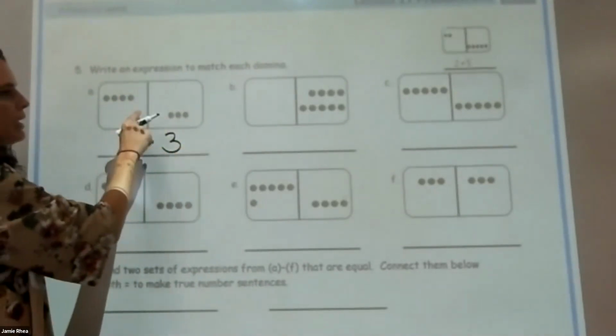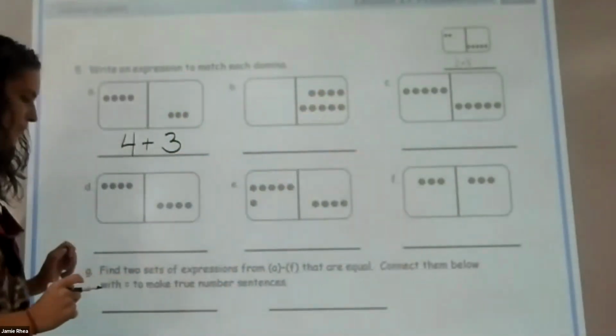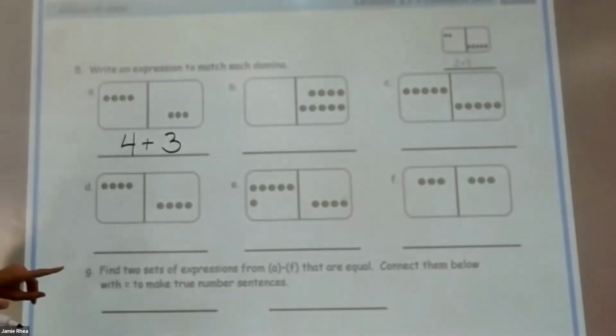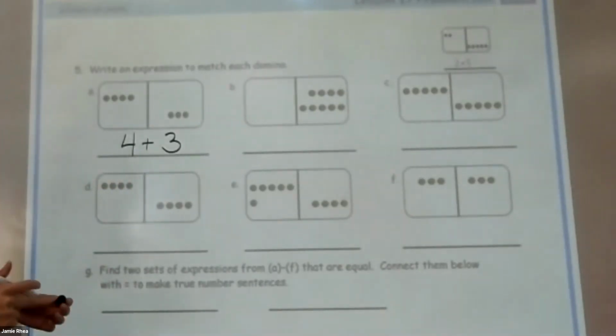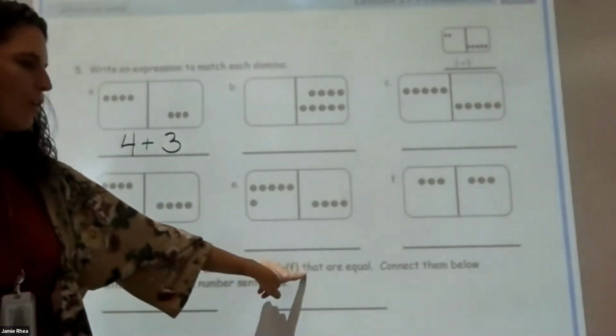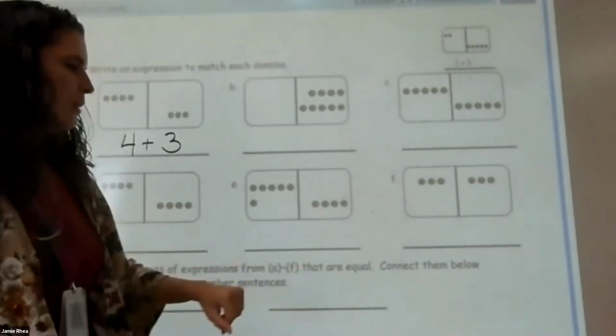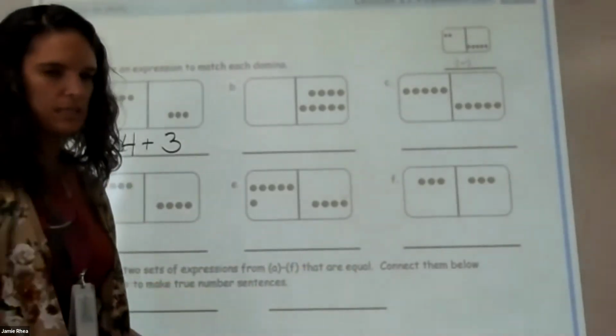You are going to complete A, B, C, D, E, and F. And let's do G also. So all of number 5, okay? Be careful because it says down here, 2 sets of expressions from A through F that are equal. Connect them below with an equal sign to make a true number sentence, okay?